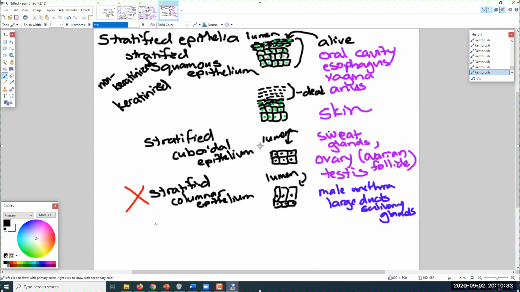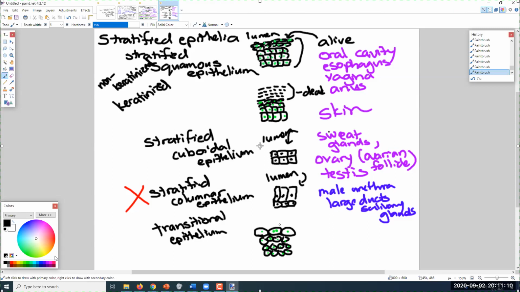And lastly, there's that transitional. And transitional, we kind of talked about it before already. Okay, I'm going to just draw it more or less here. It'll look something like this. And I'll draw the nuclei just so that you can see. Okay. So this is transitional epithelium.